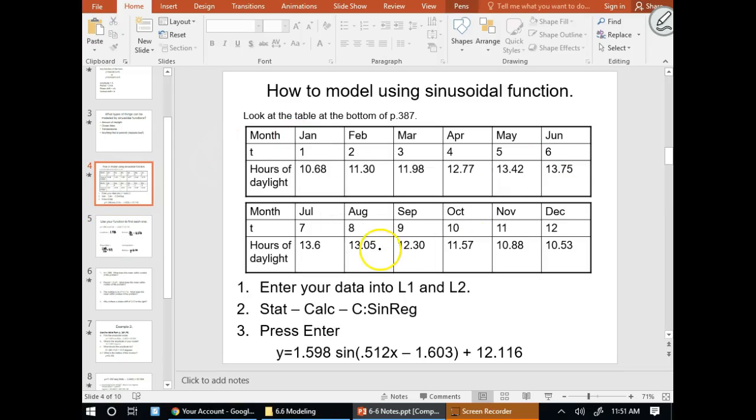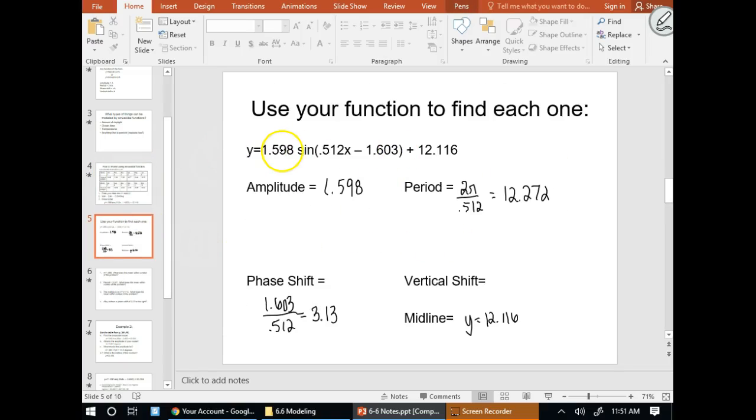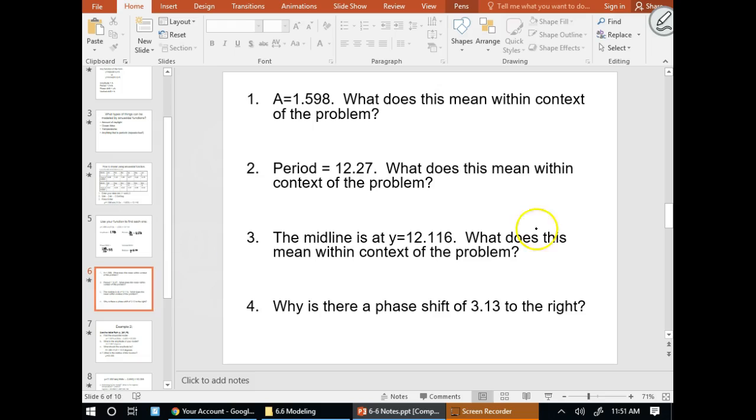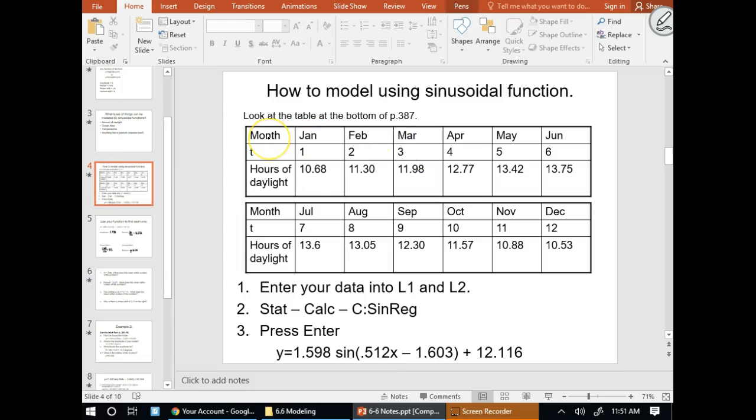Yesterday we did the regression for this. We found the amplitude, period, phase shift, and midline. Now I want us to look at what some of these mean in terms of the problem that we're talking about. So just to review the context of this problem, we put in each month as January is 1, February is 2, and so on. And we had the hours of daylight.